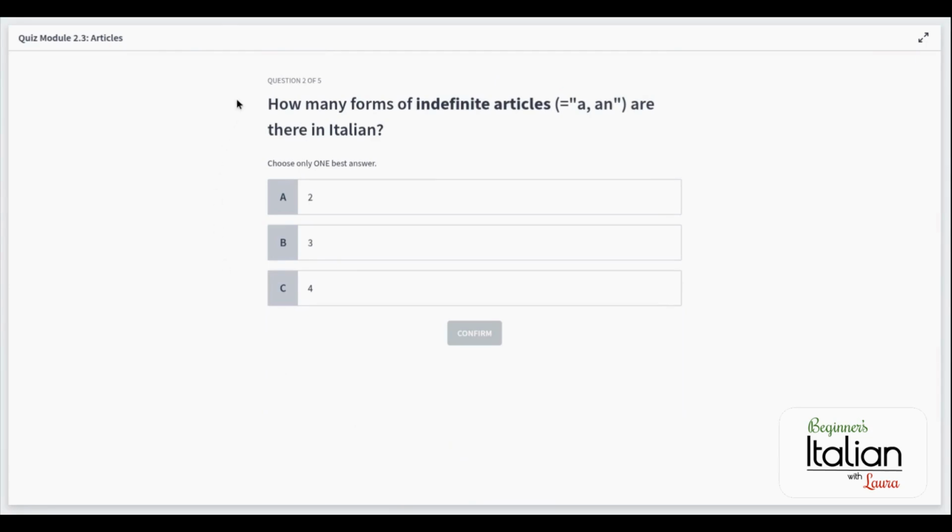Number 2. How many forms of indefinite articles, meaning a or an, are there in Italian? Choose only one best answer. A, 2, B, 3, or C, 4.